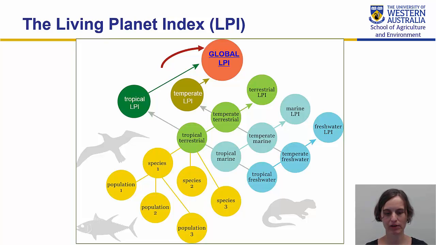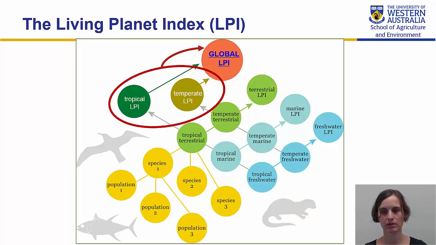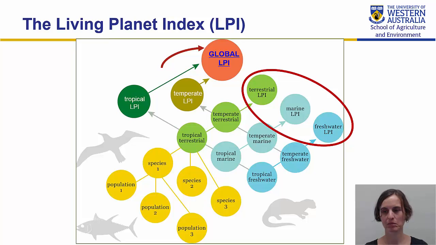You see that they have multiple species. A species could consist of multiple populations. And then different systems, terrestrial, marine, and freshwater in a tropical or a temperate climate. And they add that up to tropical and temperate, which makes a global living planet index, but also those three different ecosystems, terrestrial, marine, or freshwater.